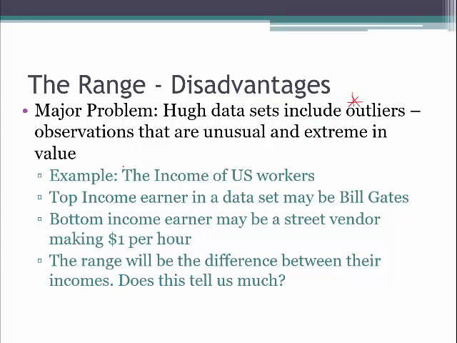So for example, if you take a data set of the income of all U.S. workers, the top earner might be somebody like Bill Gates. The bottom income earner might be a street vendor making $1 an hour. If you want to measure the dispersion of typical incomes in the United States, this range doesn't do it. This range is such a large number, it's meaningless. So in this case, range is too large to be meaningful.